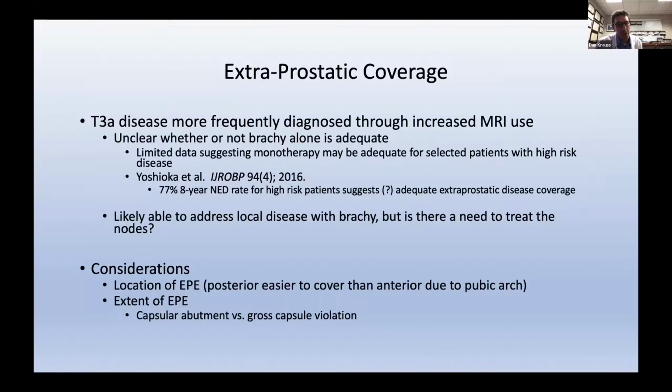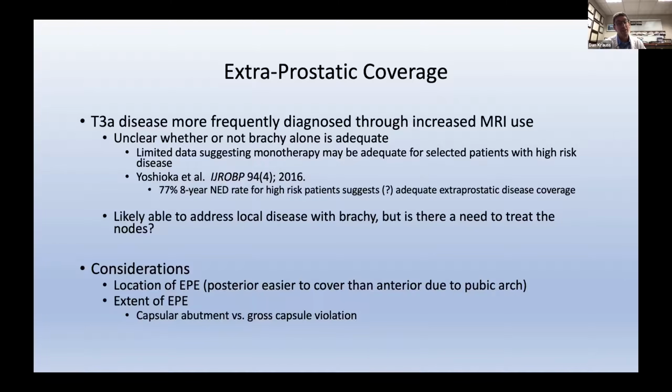We're finding this more and more now that more and more patients are getting MRIs prior to treatment. As I mentioned before, there is limited data suggesting that monotherapy may be adequate for selected patients with high-risk disease. Does this suggest that extraprostatic disease is adequately covered with HDR brachytherapy? I think it needs to be studied, but my feeling is, especially if it's a relatively limited extent of extraprostatic disease, you can certainly cover it with brachy, but obviously it doesn't get you around the issue, if the disease is more advanced, of treating the lymph nodes. So you may have to add external beam for that.